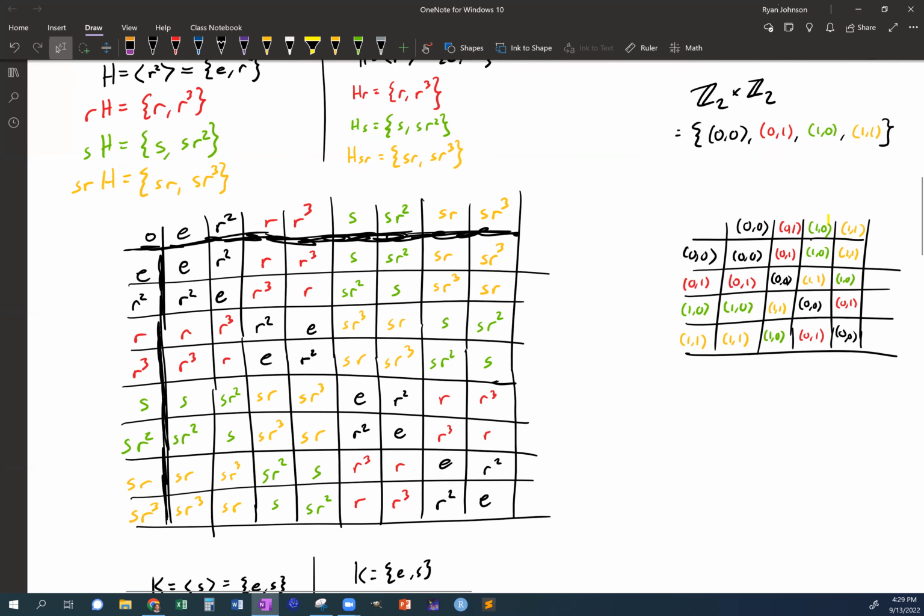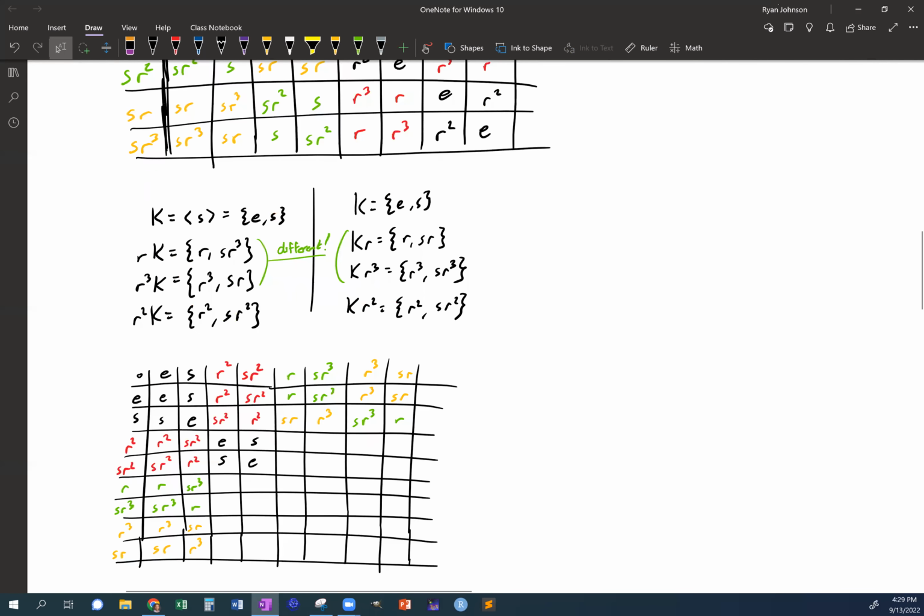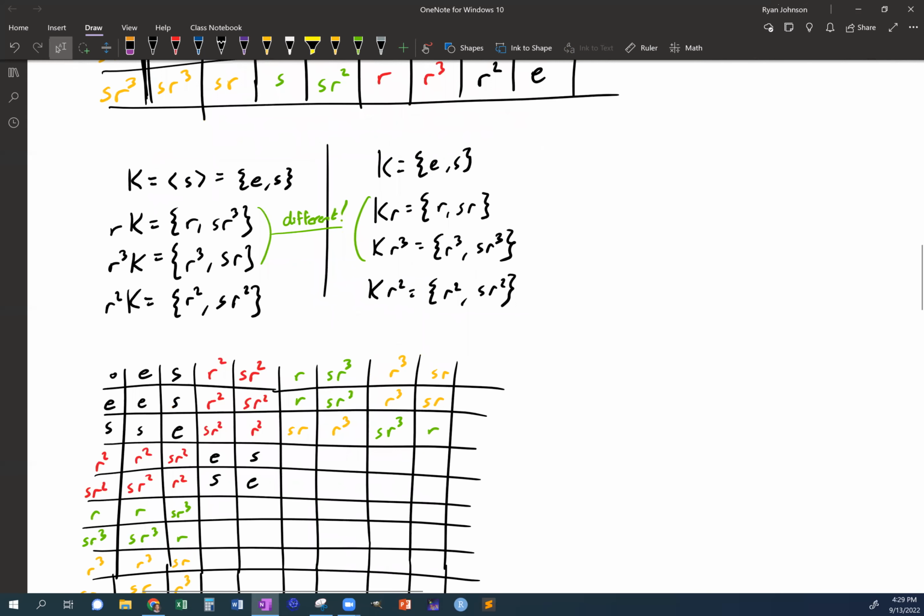And that's something that we can't always do with other subgroups. So we looked at another subgroup, the subgroup generated by S, and with that subgroup, your left cosets are here, and your right cosets are here. Some of them are the same, but some of them, these two and these two, are different.